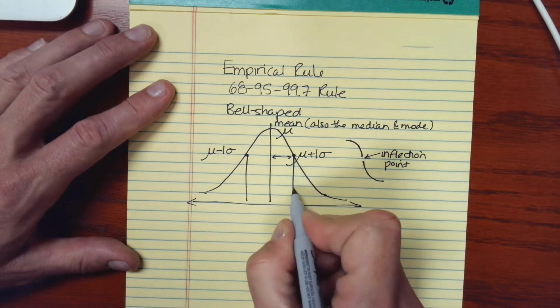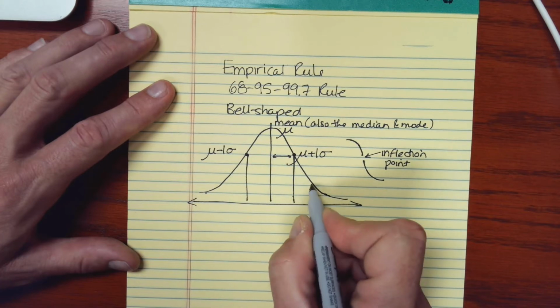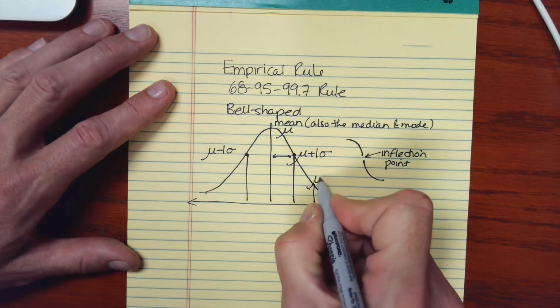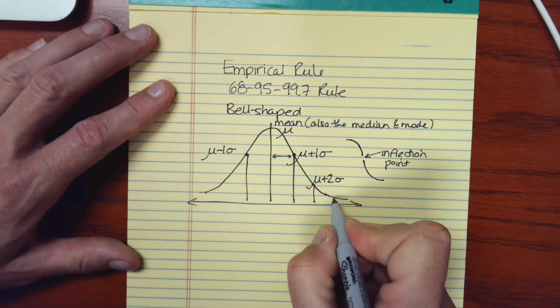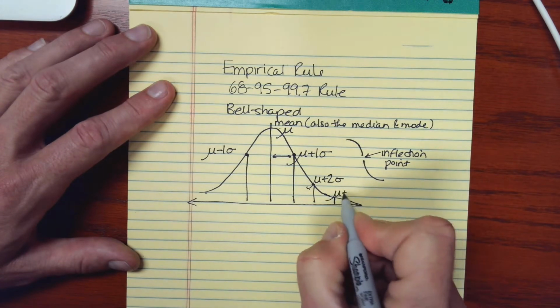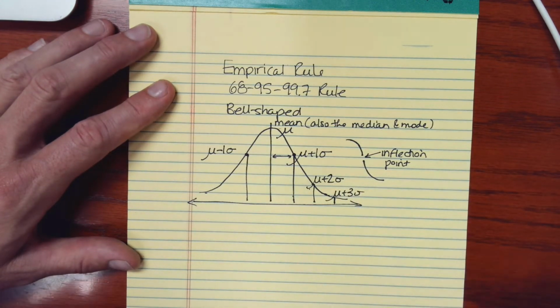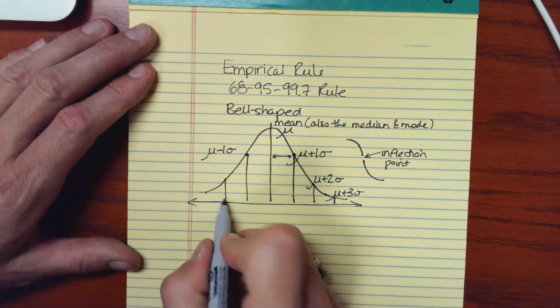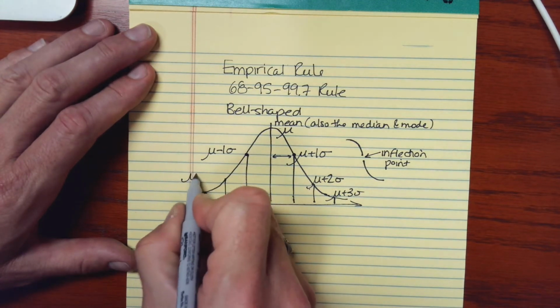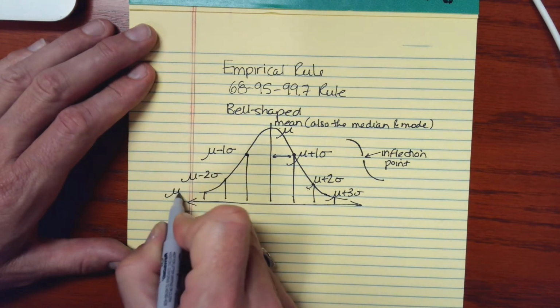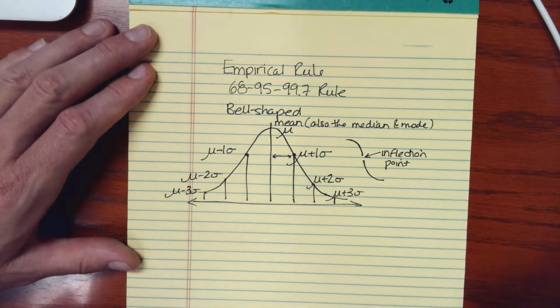I could go this same distance one more time, and that would be the mean plus two standard deviations, and this would be the mean plus three standard deviations. And that works the same going over to the left. This would be the mean minus two and the mean minus three standard deviations.